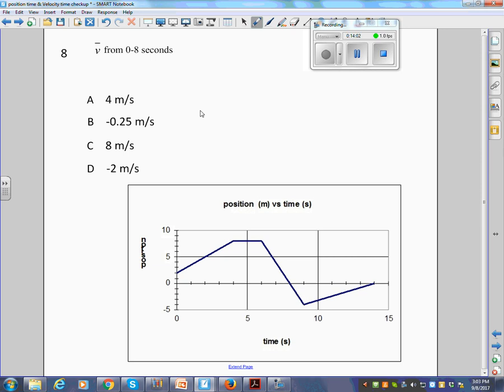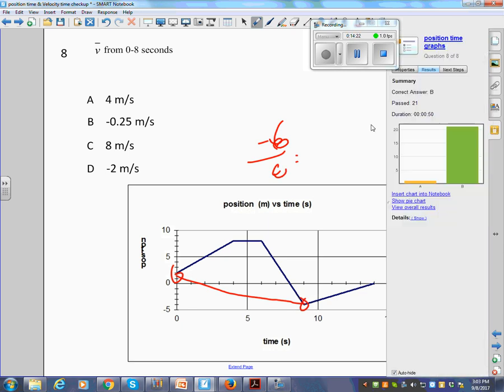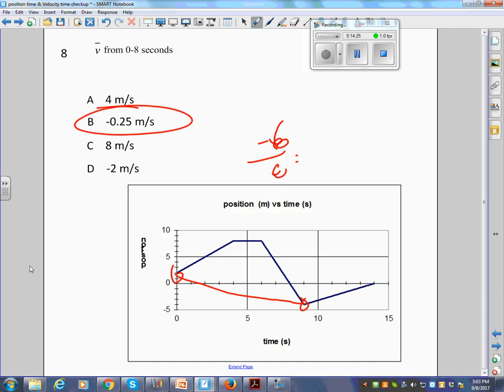V bar from 0 to 8. So that's from there to there. You have to actually draw that line. So that would be, looks like it's down 2, now we're down minus 6 over 8. Is that it? No, it can't be it. It's B, minus 0.25. 1, 2, 3, 4, 5, 6, yeah? 6 over 8 is not minus 0.25. Hey, that's not 8, that's 9. Oh, it's 9? Oh, I see, so it's only to there. Right, gotcha.